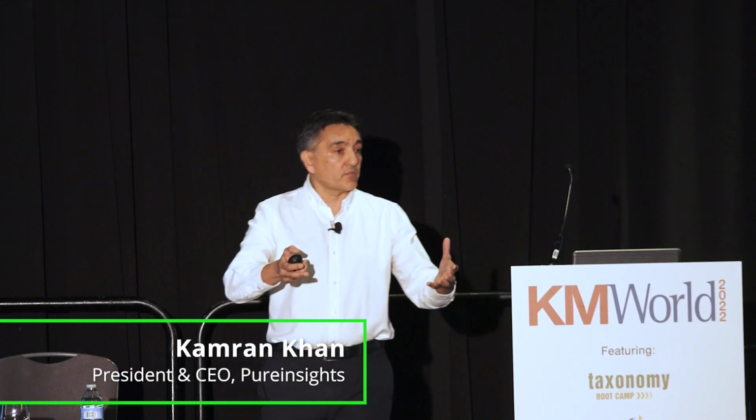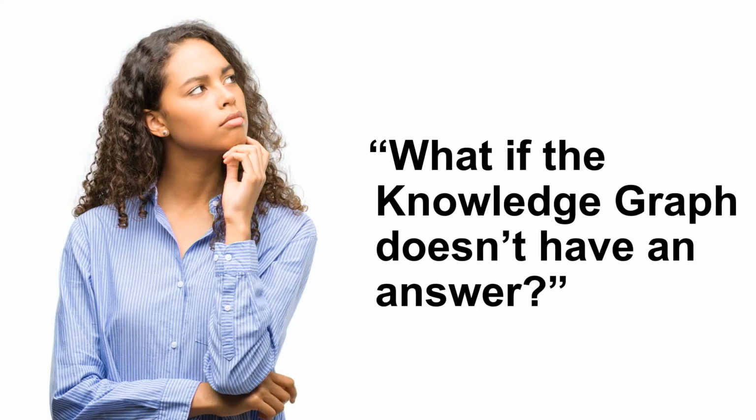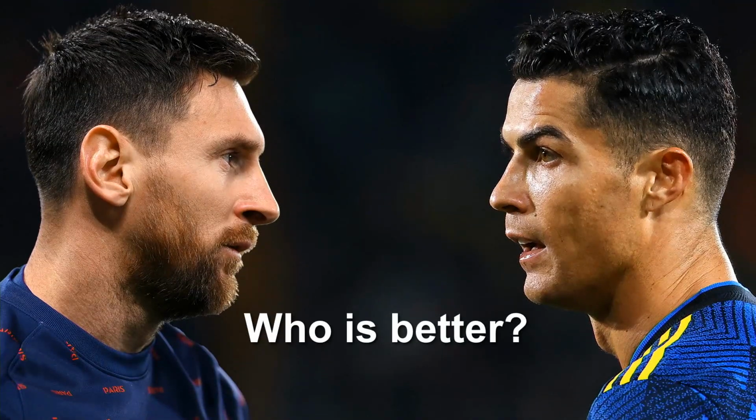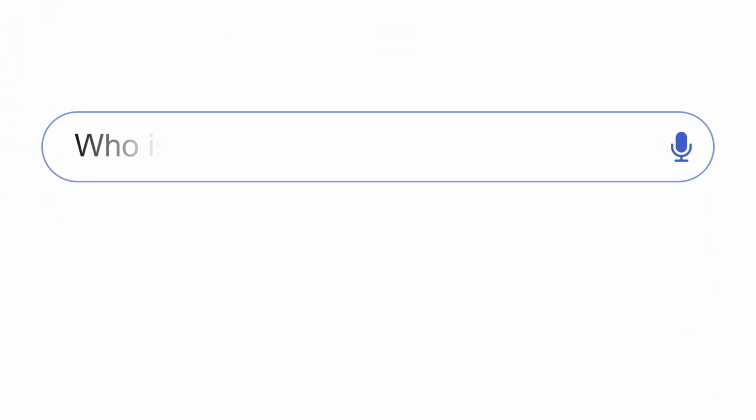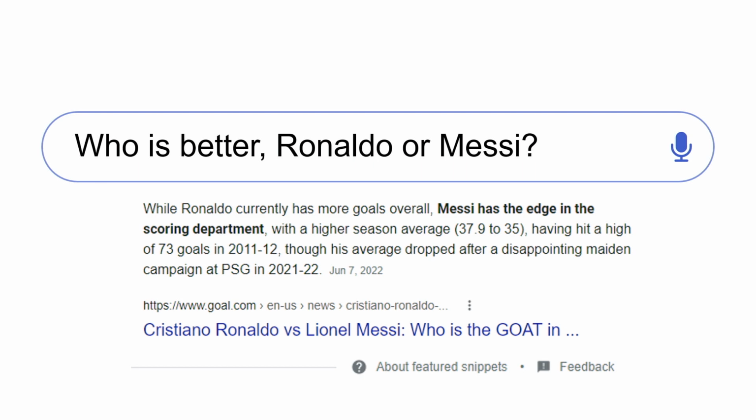So when you do that search, Google is going through this knowledge graph. I think 60% of searches and answers are coming from the knowledge graph when you do a Google search. But what happens if the knowledge graph doesn't have an answer? What if it's not in there? So here's another question, right? Who is better from these two amazing athletes? Well, you can ask that question, but it's very subjective. And so we're using a different technology to answer this.